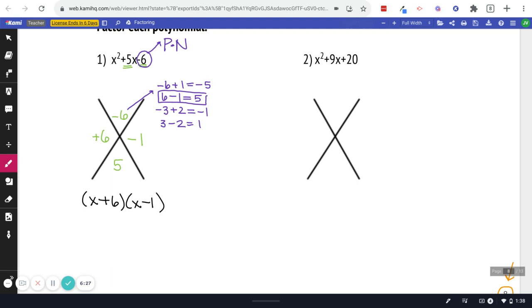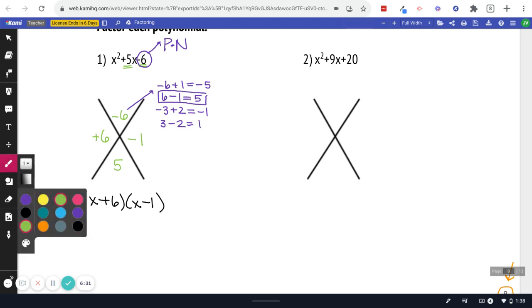Okay, so let's look at this second example. In this second example, the X is already drawn. The last number, 20, goes on the top. The middle number, 9, goes on the bottom. We are multiplying to make 20 and adding to make 9.